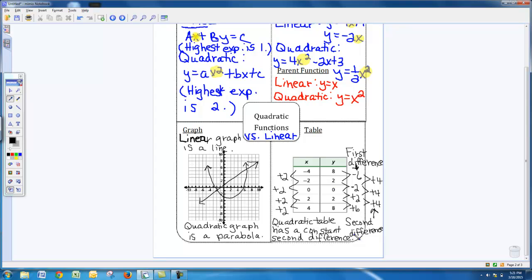A linear table, on the other hand, is going to have a constant first difference. So in a linear table, this first column is the same. So a constant first difference. Okay. So now we have contrasted quadratic and linear functions a bit.